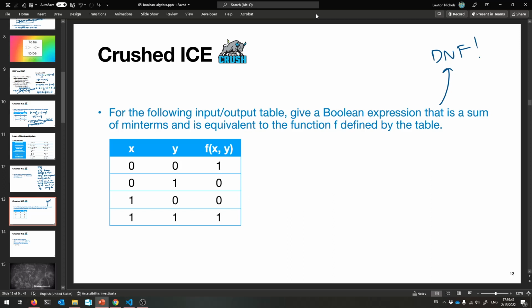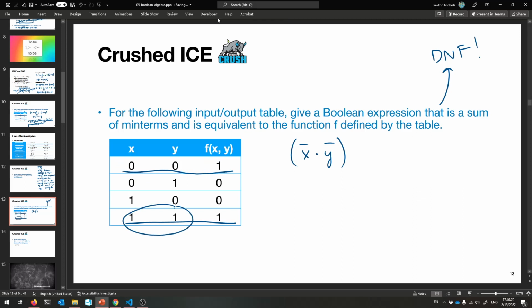Alright, so again, the trick is always to just pick out what's true. Here we go. This is true when x is false and y is false. So how do we make that into a statement that gives true back when x is false and y is false? Well, you just take them both and negate them. So x complement ANDed with y complement, or multiplied with y complement, we say. So that's the first part. That'll make a 1 there in that case.